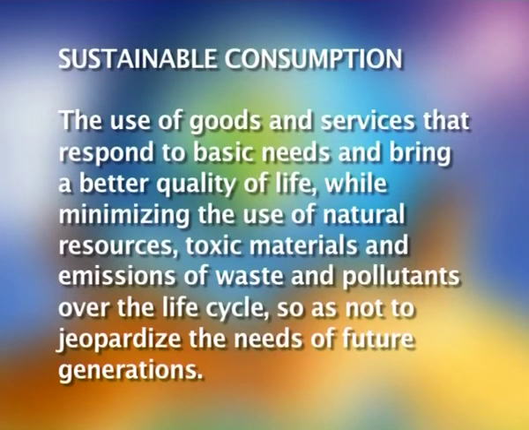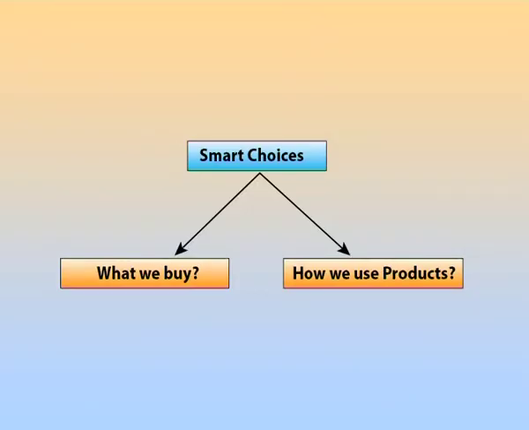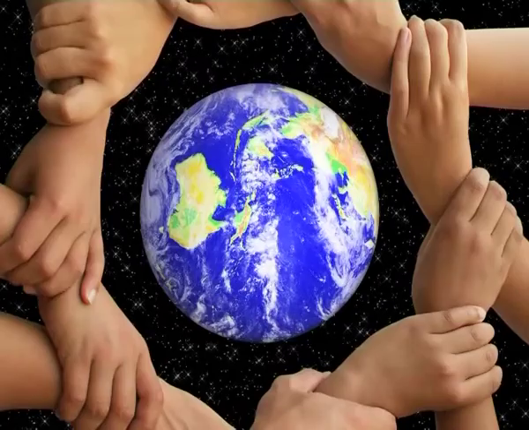Sustainable consumption is the use of goods and services that respond to basic needs and bring a better quality of life while minimizing the use of natural resources, toxic materials, and emissions of waste and pollutants over the life cycle, so as not to jeopardize the needs of future generations. Pollution prevention is about making smart choices, both in what we buy and in how we use products. The less you purchase, the less waste and pollution you create, and the less energy and fewer resources you consume.